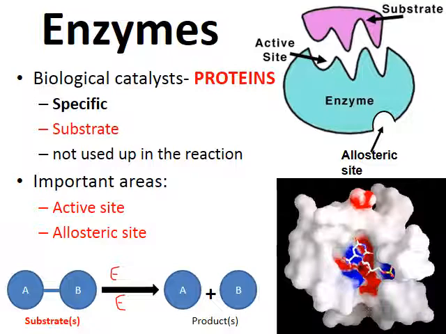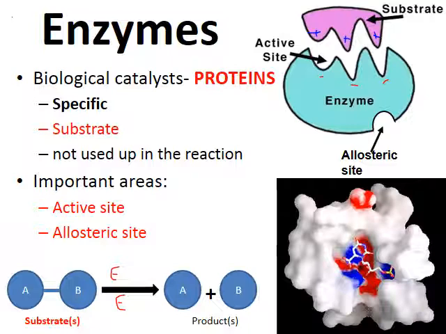Shape isn't the only thing that's important, though. There's also charge involved. So let's just say this substrate has some positive charges here, here, and here. In order for this substrate to bind, the enzyme would have to have some negative charges here. So remember, like charges repel one another. So in order for them to fit together and bind together, it's not just shape that's important, it's also charge. So they're complementary in shape and charge.